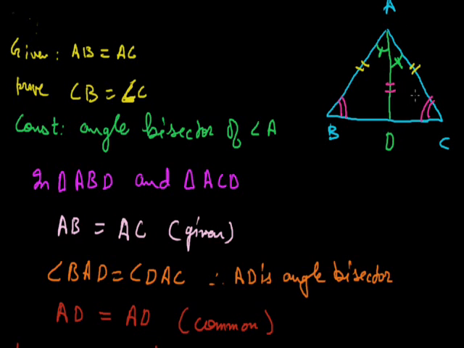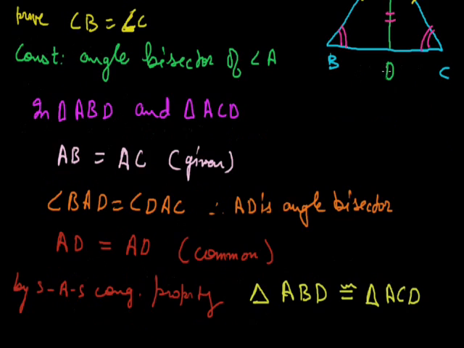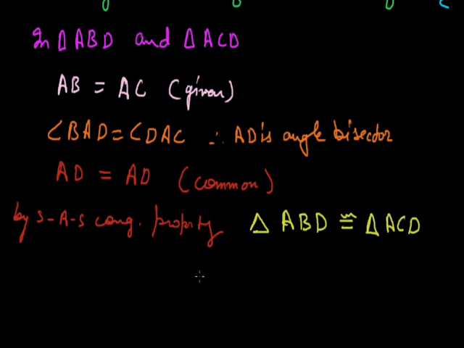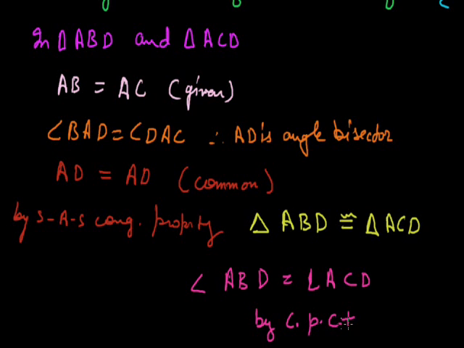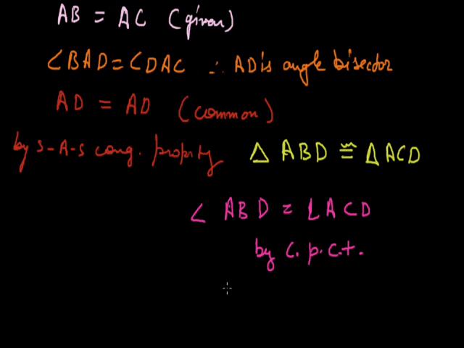Therefore, these two angles will be equal since they are opposite to equal sides of the congruent triangles. So here we can write angle ABD is equal to angle ACD by CPCT, that is, corresponding parts of congruent triangles. Or we can simply write in triangle ABC, angle B is equal to angle C, which we had to prove.